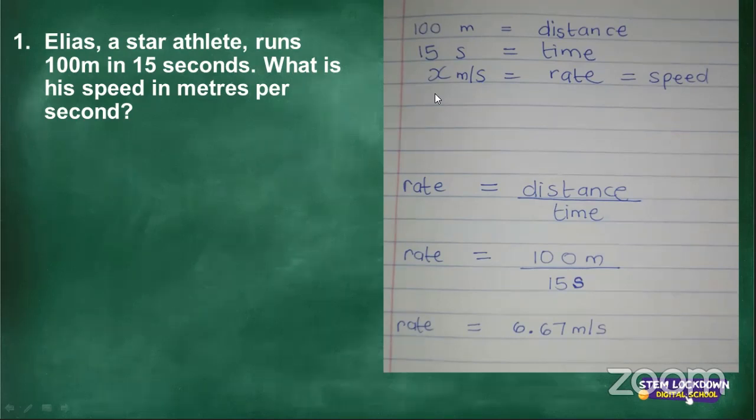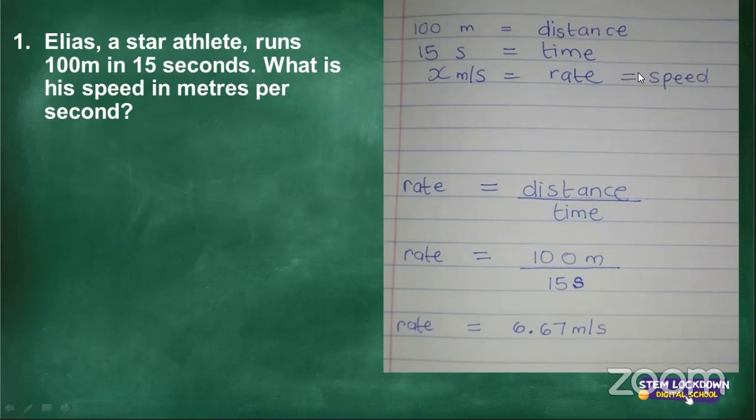What do we need to calculate? We need to calculate the speed in meters per second. The rate, as we said, will always involve two quantities. In this example, we've got meters and we've got seconds. That is why in the question there, they want us to calculate the speed in meters per second. What's important to note here?